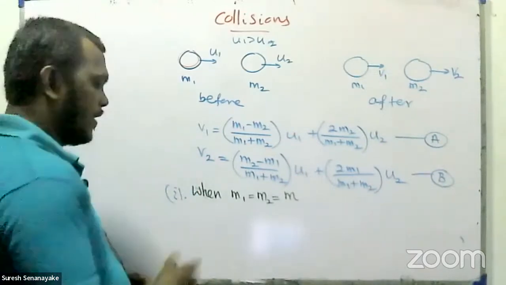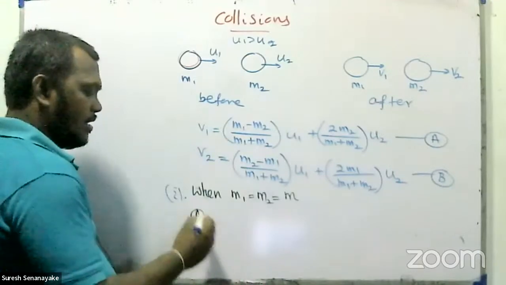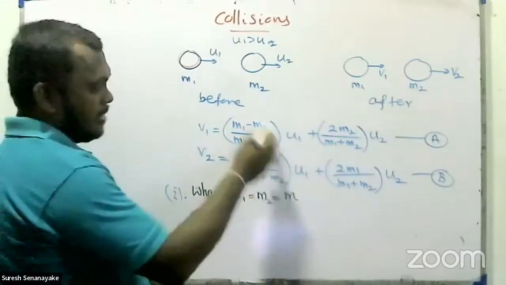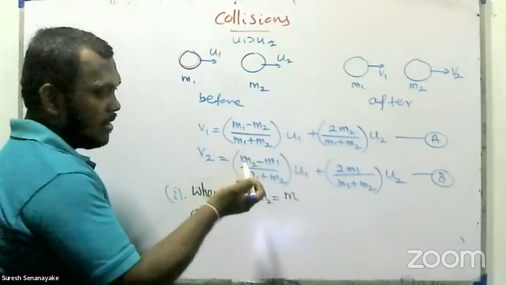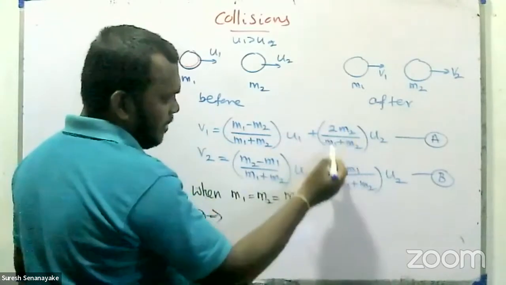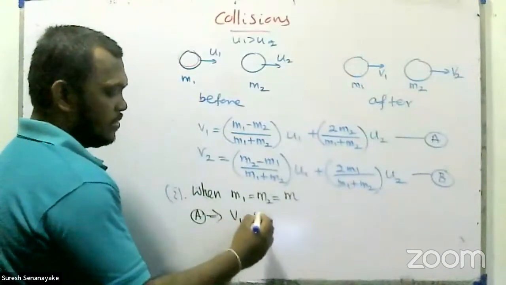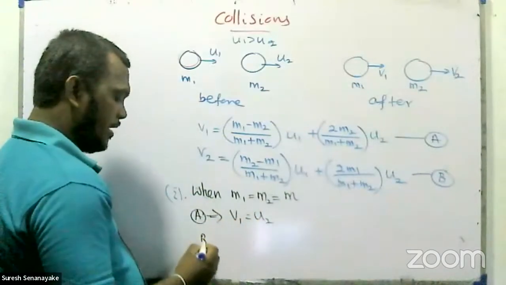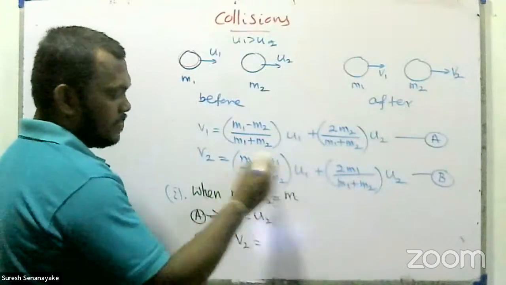Okay. When m1 equals m2, you can see from equation A what happened. This part becomes zero because m1 minus m2 is zero, right? So then this part is 2m over 2m equals 1. Then v1 equals u. And from equation B, similarly, v2 equals... this part becomes zero.